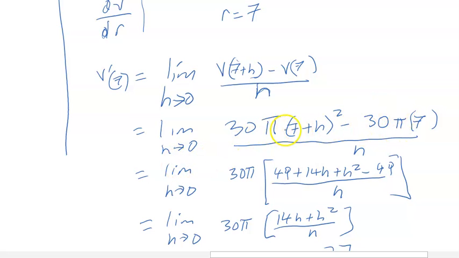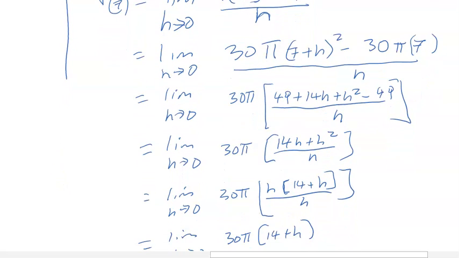We can factor out the 30 pi from the numerator, so we can rewrite that as the limit as h approaches 0 of 30 pi multiplied by all of, if we expand our 7 plus h squared, we have 49 plus 14h plus h squared, and then 7 squared would be 49. So that's minus 49 all over h. So then this becomes the limit as h approaches 0 of 30 pi times 14h plus h squared, because our 49 cancels our other 49. 49 minus 49 is 0, so the 49's drop out. So we have 14h plus h squared all over h.